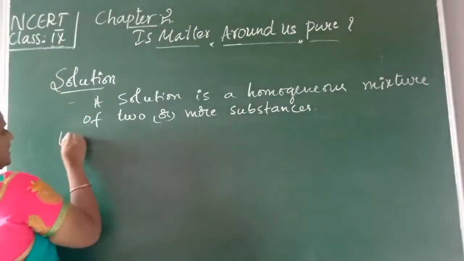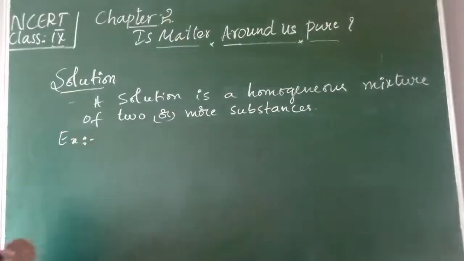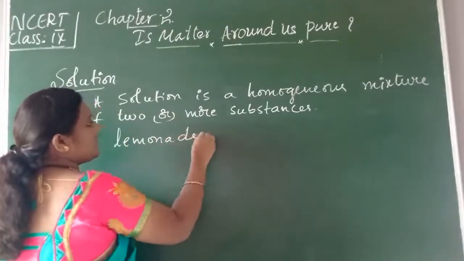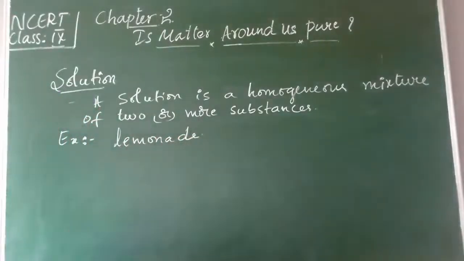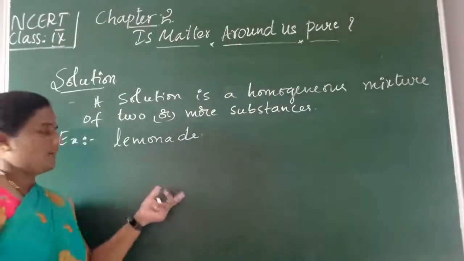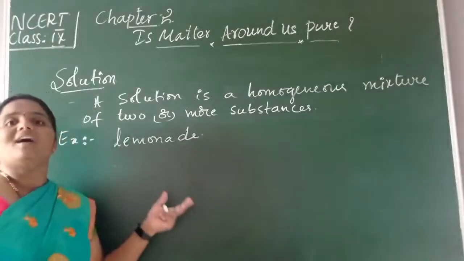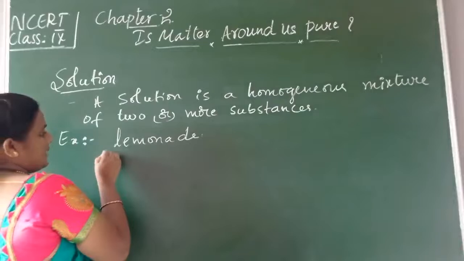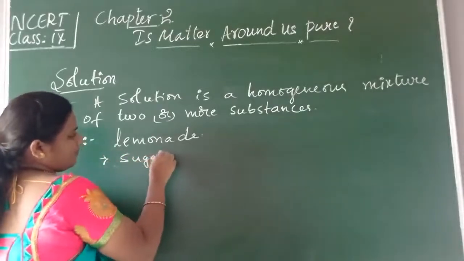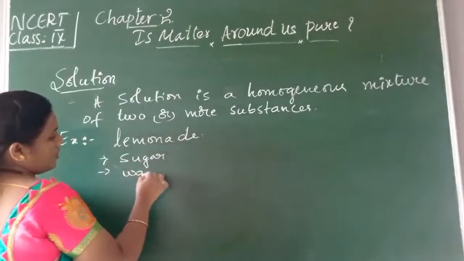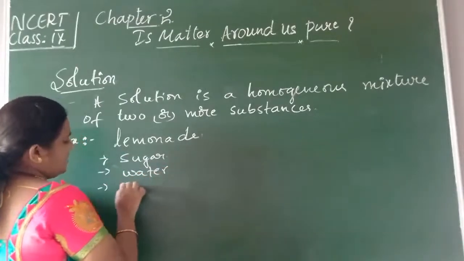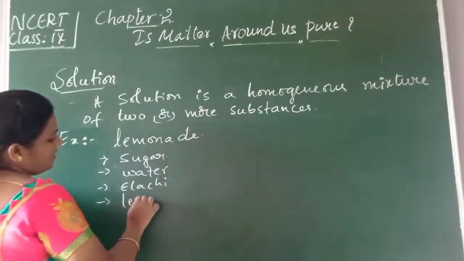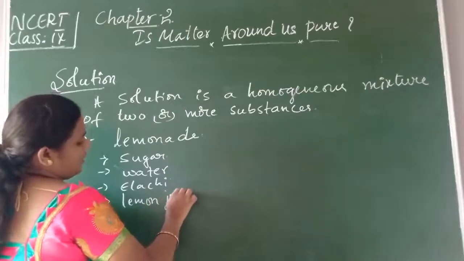Okay, let us understand by taking an example. Let us take lemonade, children. Lemonade is nothing but sharbat. In our language we call it nimbu ka pani, or sharbat, and generally it is called lemonade. What does it contain, children? In order to prepare lemonade, we are mixing sugar, we are adding water, then we take ilachi powder, and the main ingredient, lemon juice, we will add.